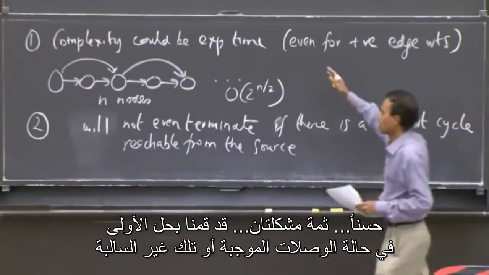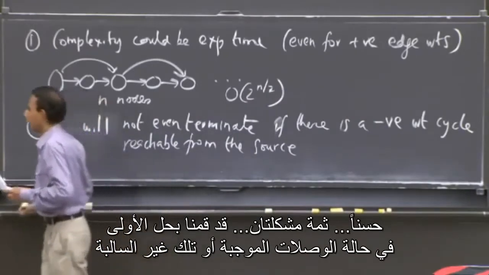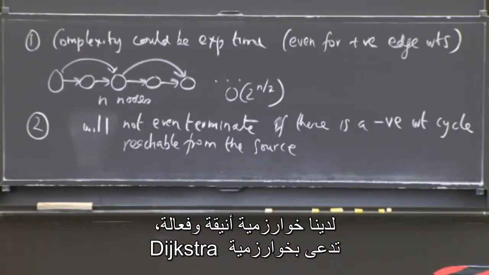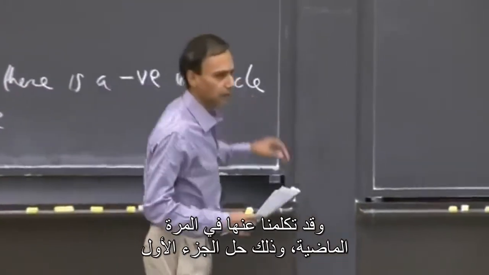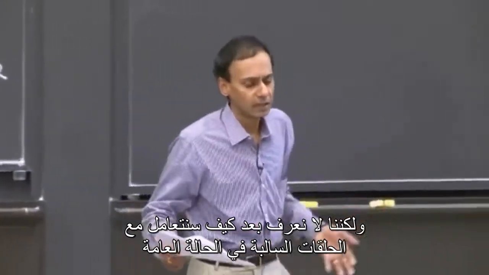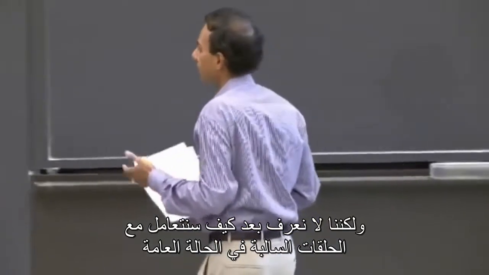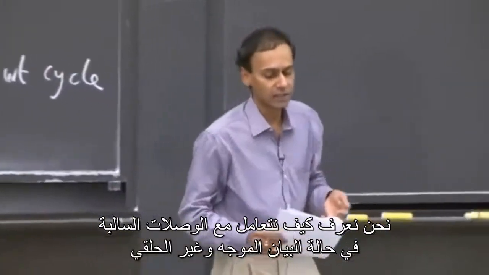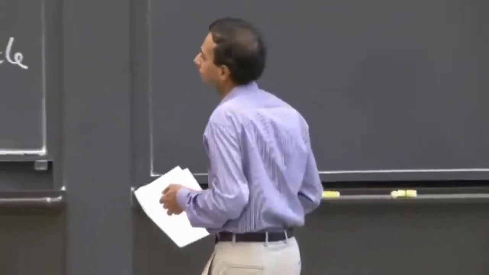We fixed the first one. In the case of positive edges or non-negative edges, we have a neat, efficient algorithm called Dijkstra that we talked about last time that fixed the first part. But we don't know yet how we're going to handle negative cycles in the general case. We know how to handle negative edges in the case of a DAG, the directed acyclic graph, but not in the general case. Okay?